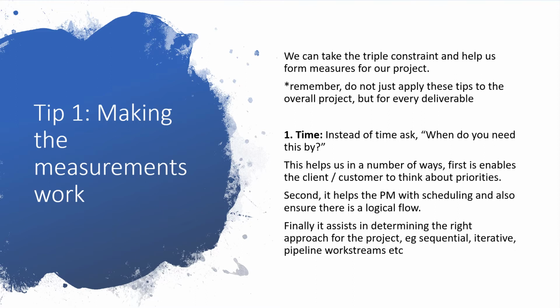What I mean by that is sometimes a deliverable may be important to the client and they say it may need to come first, but there are other activities that you need to do before that deliverable can actually happen. So you have to make sure that you've got the logical flow and the sequence correct. Finally, it helps us determine the right approach for the project, whether it's going to be sequential deliverables, whether it could be done in parallel, whether there's an opportunity to do things iteratively, use pipelines and work streams, etc.